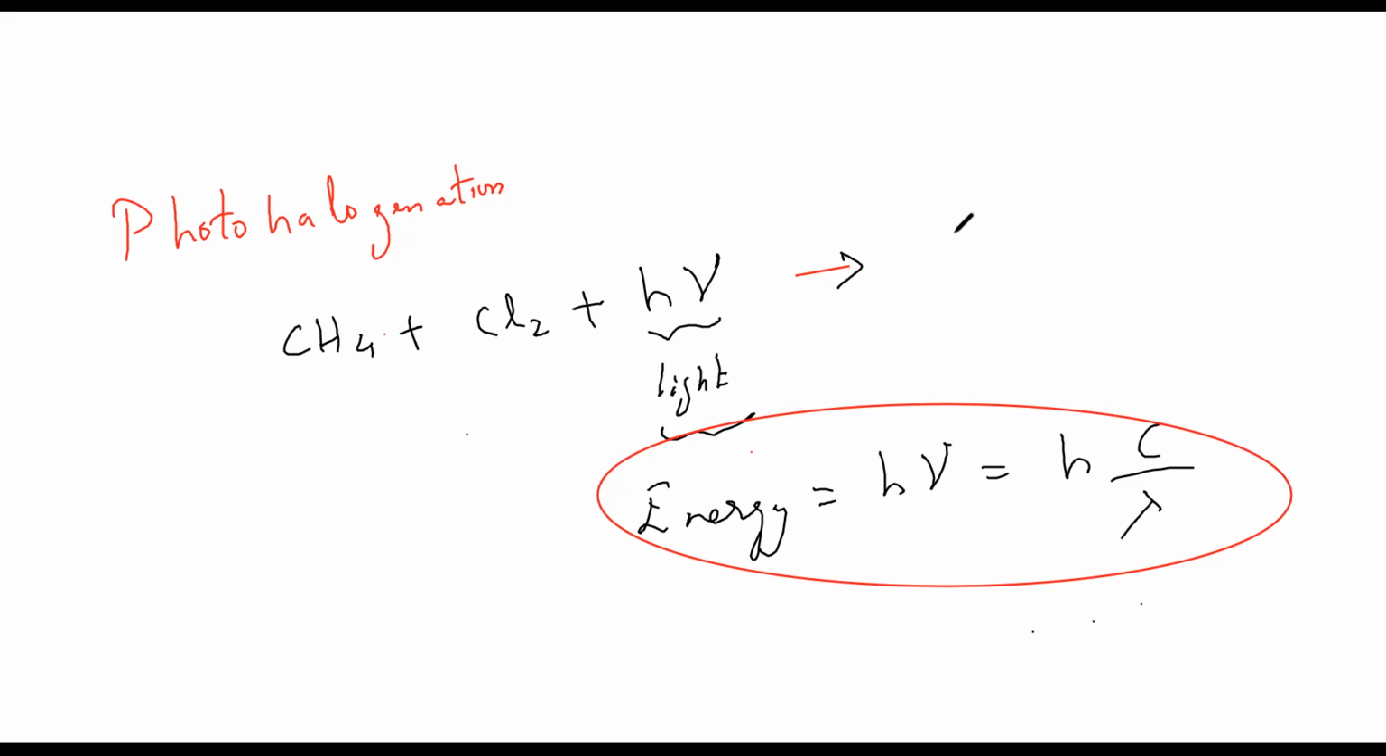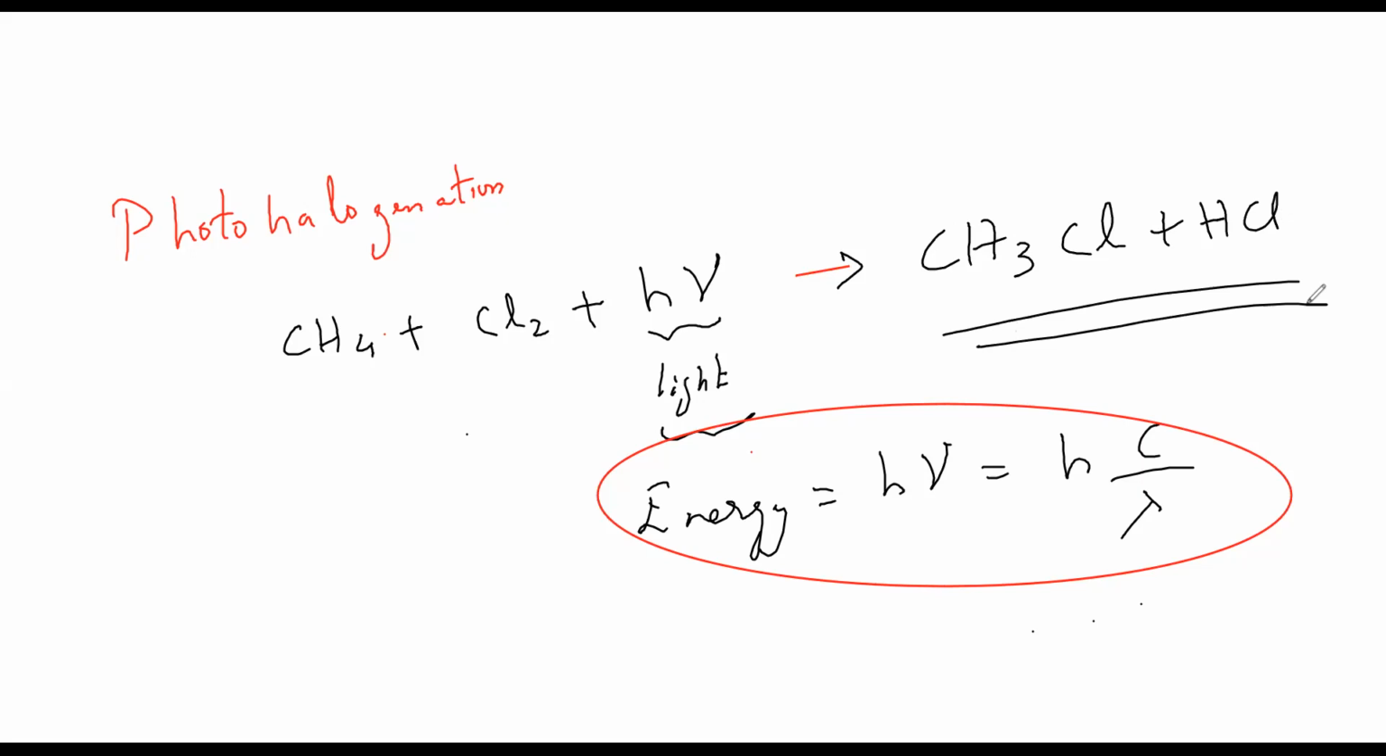So what will happen? CH3Cl plus HCl, that's all. This is the reaction, photohalogenation. So a lot of reactions we have to study, that's all. Fine. Coming to the next one.